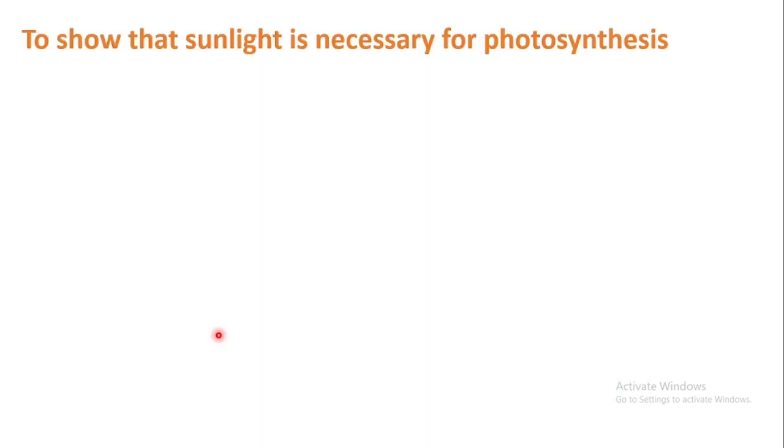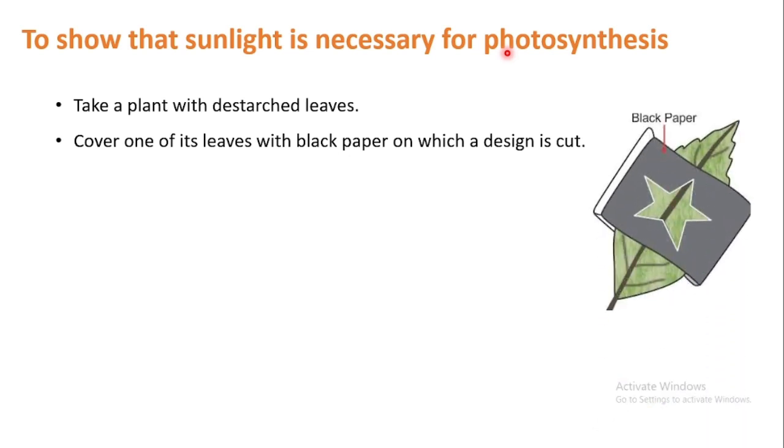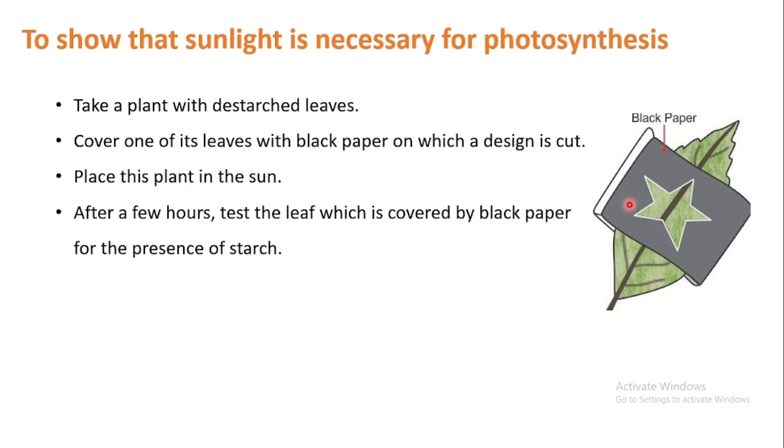Now, the next experiment is to show that sunlight is necessary for photosynthesis. So take a plant with de-starched leaves, and cover one of the leaves with black paper on which a design is cut, like this. Take a black paper on which a design of maybe a star is cut, and stick that black paper to the leaf. You are not plucking the leaf, okay? You are taking the whole plant and covering one of its leaves with such black paper, and then place the plant in the sun.